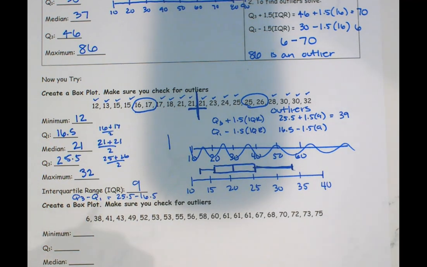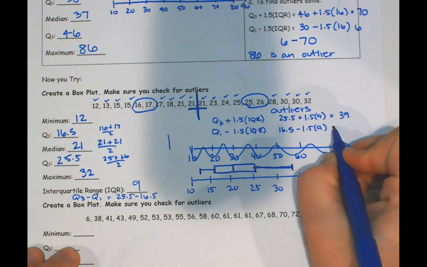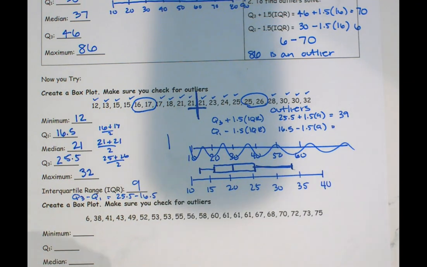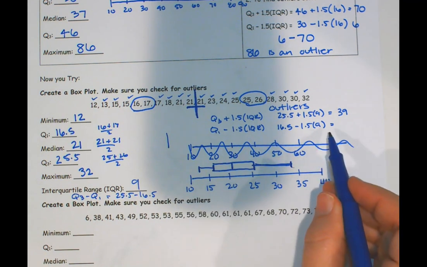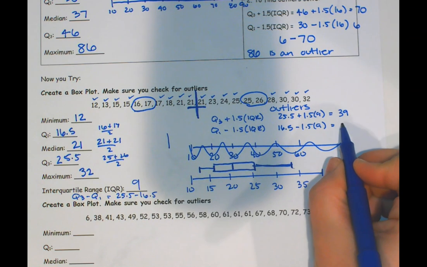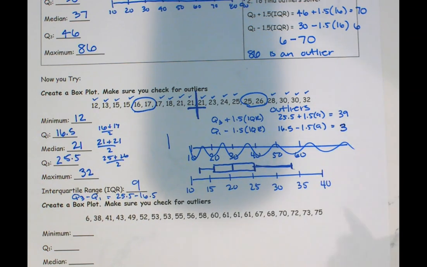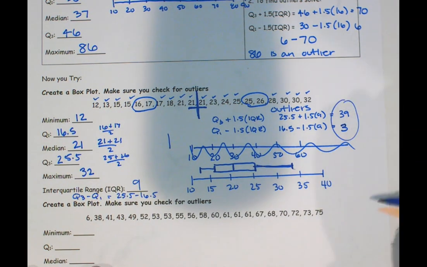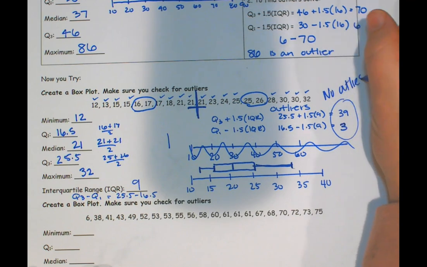16.5 minus 1.5 times 9 gives me 3. Okay, so all of my values are between 3 and 39, so I would have no outliers.